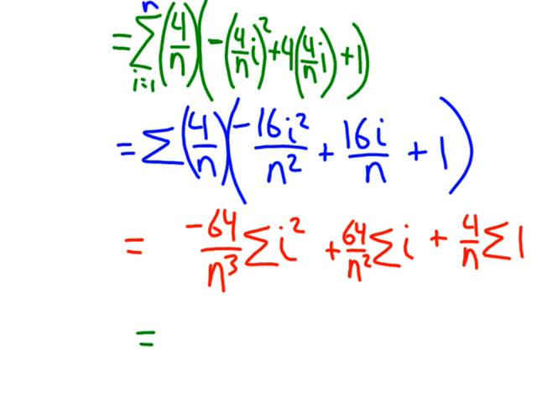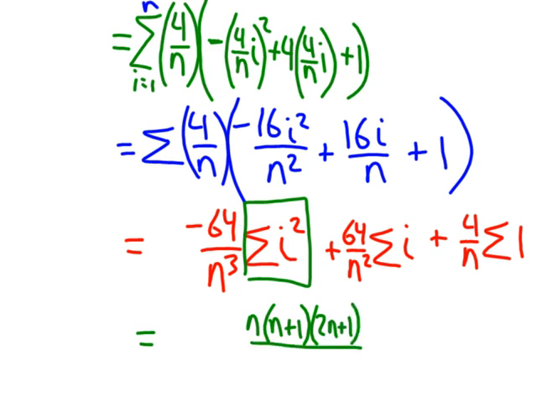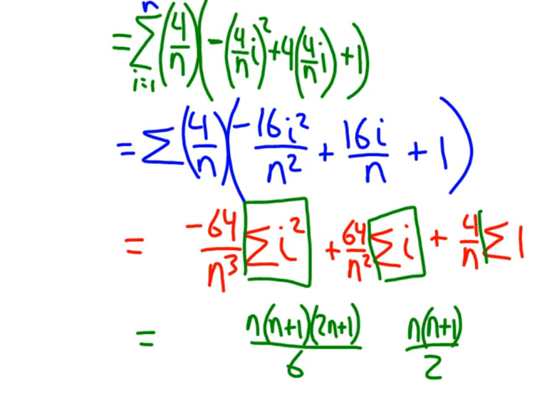In the next step, we're going to go ahead and plug in our formulas. So remember, the formula for i squared is, and again, all these sigmas are from 1 to n, so the formulas apply. The formula for i squared was n plus 1, 2n plus 1, over 6. Let me go ahead and just do all the formulas at this point. The formula for i was n plus 1 over 2. And the formula for just a constant, in this case 1, was constant times n. In this case, that's just 1 times n.